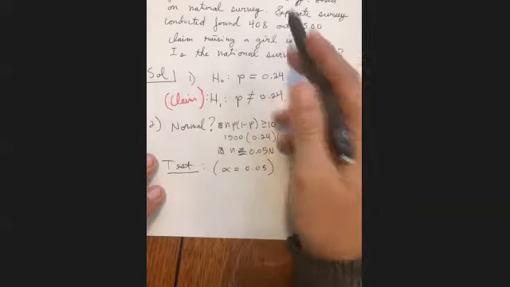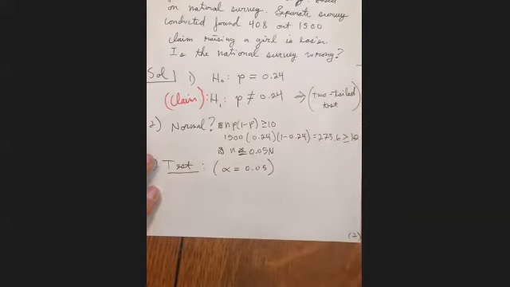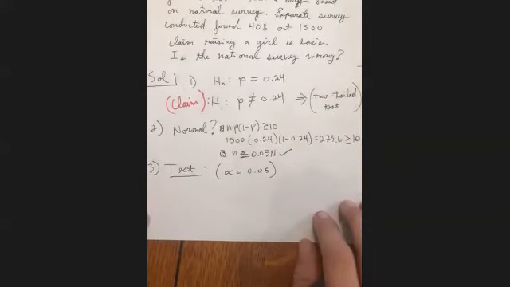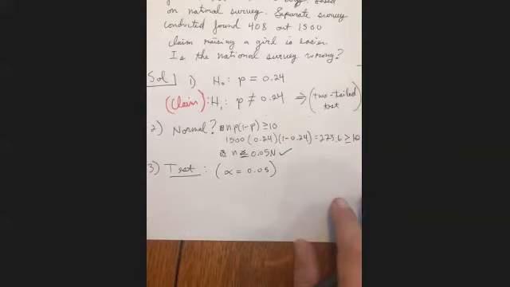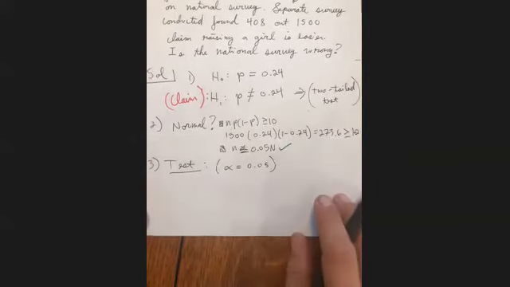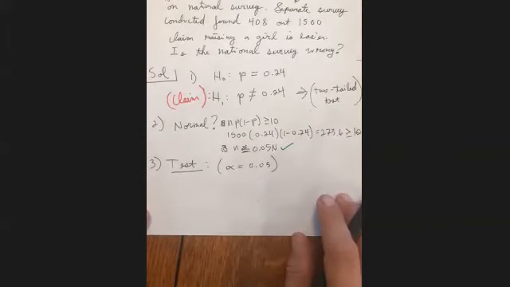Because we're dealing with a national survey versus 1,500, we know that 1,500 is definitely less than 5% of the American population. All right, so now we know it's normal, so we're ready to proceed towards the test. We're going to presume the alpha value for our test is 0.05.